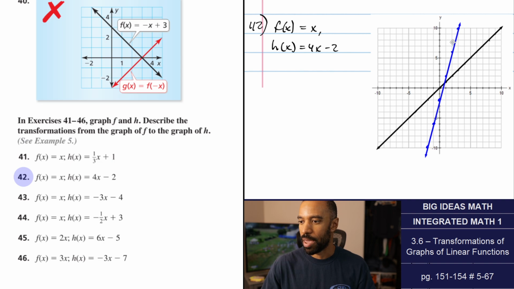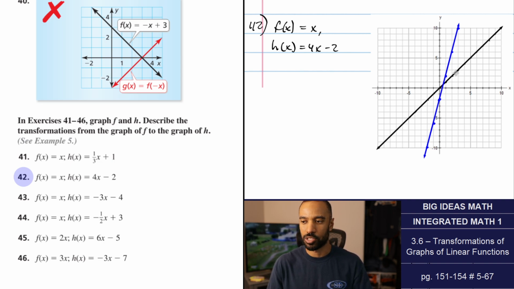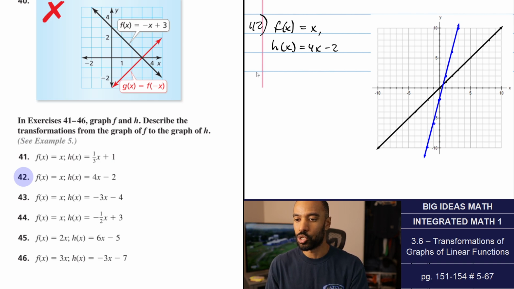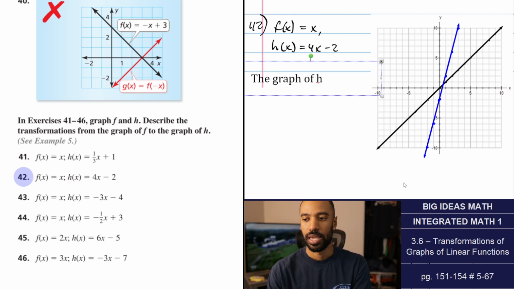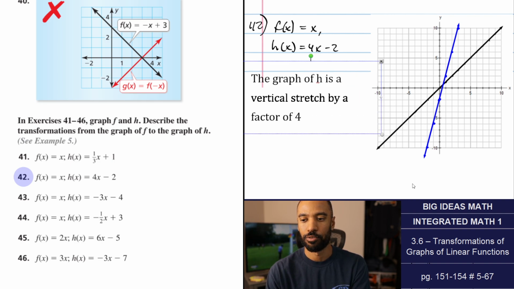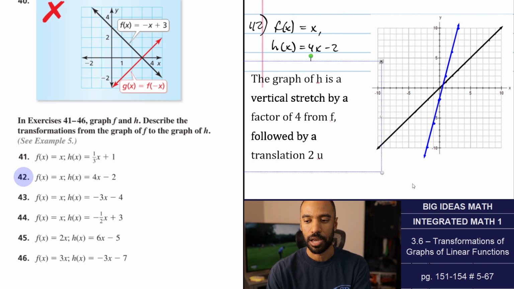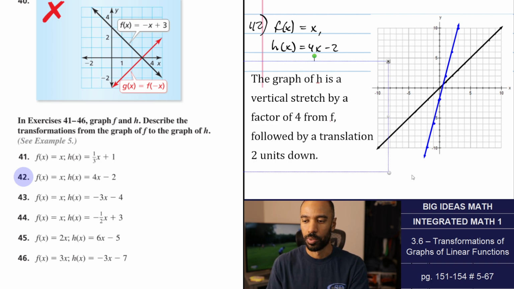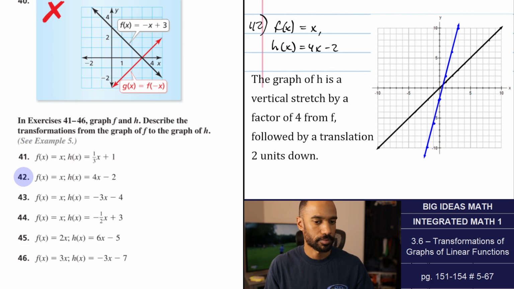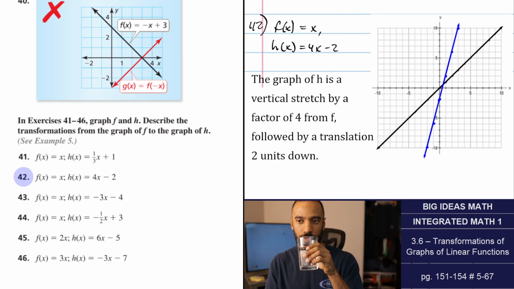So you take your graph, f of x, and first thing you got to do is do the stretch. Make everything 4 times taller than it was. So the x-intercept stays at 0. And then we translate it 2 units down. So the graph of h is first a vertical stretch by a factor of 4 from f, followed by a translation 2 units down. And that's what's going on. That's all we have to do, right?